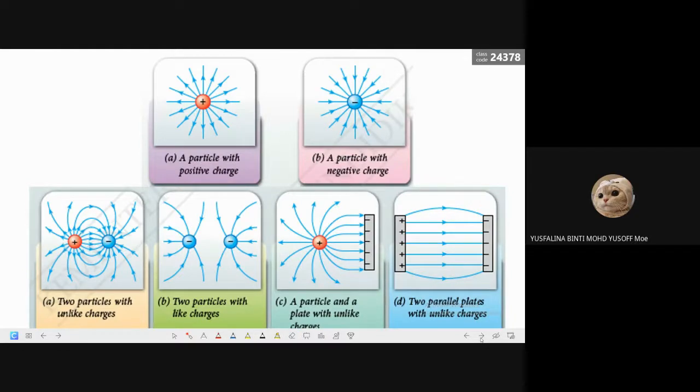Right. So this is another example. Okay, so you can see negative and positive. This is using a plate and the positive. So basically it's the same.